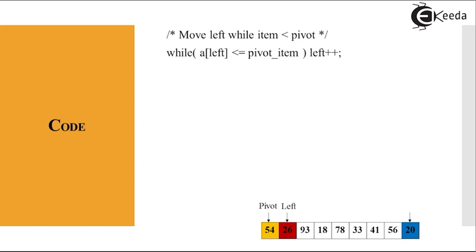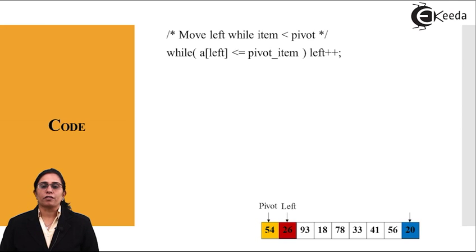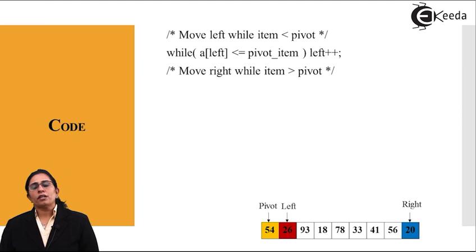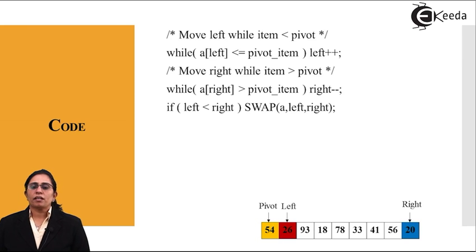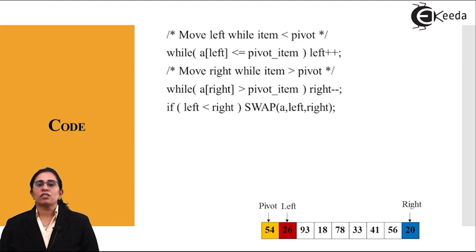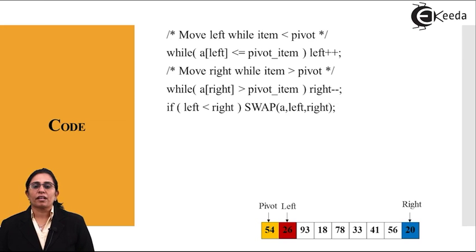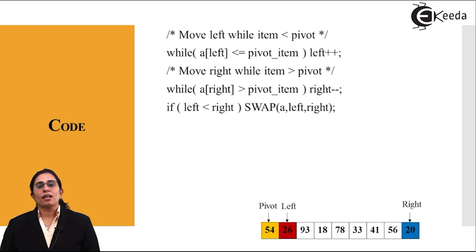So the value of A of left is less than or equal to pivot. So there is no exchange of data between the pivot and the left. So what do we do next? We then move to the next element, that is left is incremented by 1. So when left is incremented by 1, what happens? My left reaches 93, and then we have to compare. While A of right is greater than pivot, then we do right minus minus. And if the value of left is less than right, then we swap the two values of left and right.